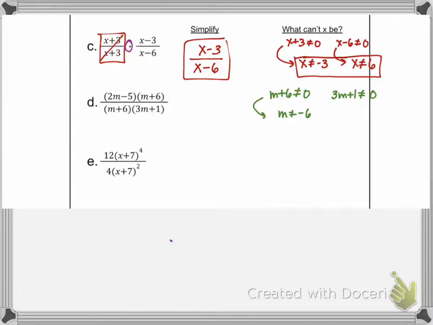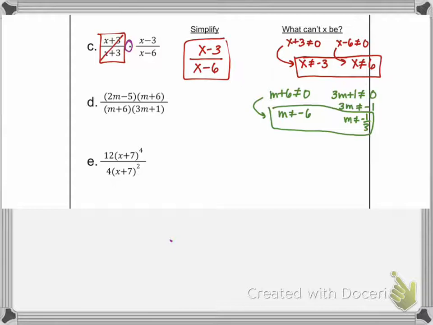So I'm going to solve this like a normal equation. I'm going to start by subtracting 1 from both sides, and then I'm going to get rid of that 3 by dividing both sides by 3. And I'm actually going to leave my answer as a fraction, but you can go ahead and change that to a decimal if you would like. So the 2 things that would make my denominator 0 would be negative 6 and negative 1/3.